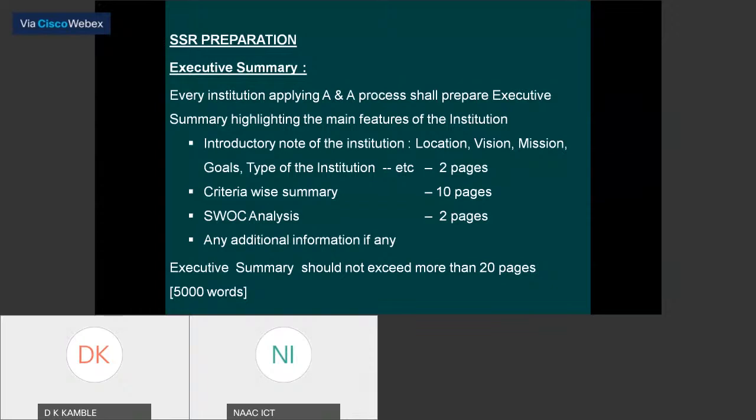It should not be more than 2 pages. In addition, include any information the institution has. The executive summary should not exceed 20 pages, meaning a maximum of 500 words. It should be covered within 20 pages or a maximum of 500 words. All the executive summary information is covered in this executive format.